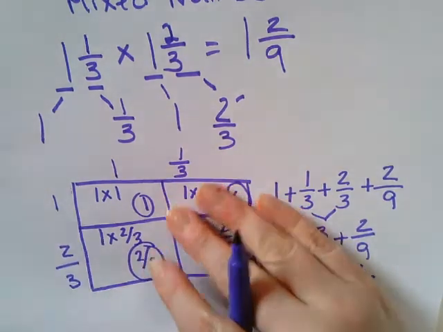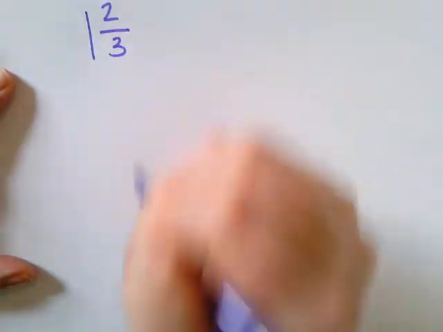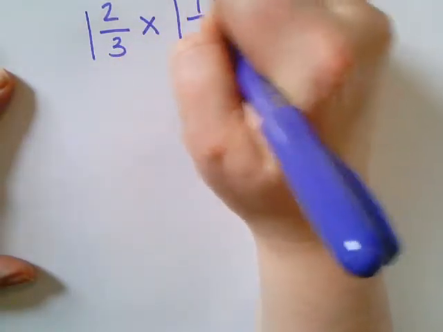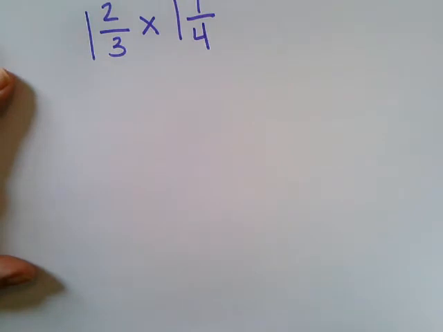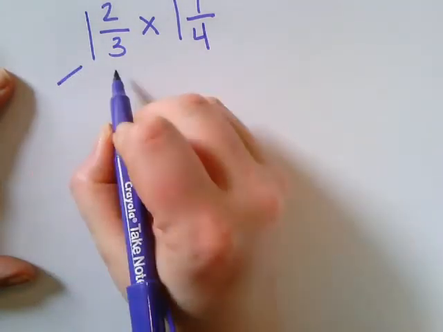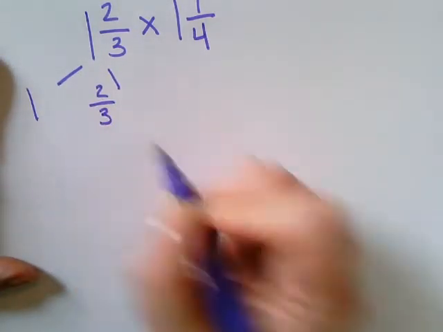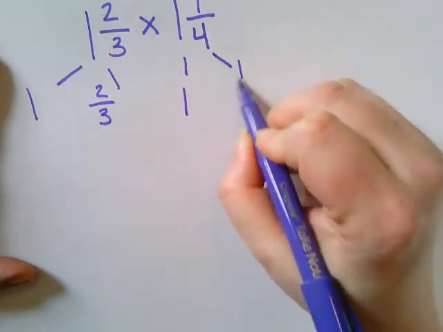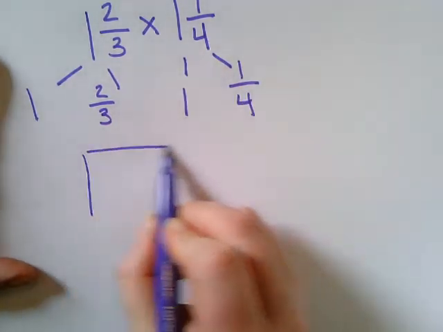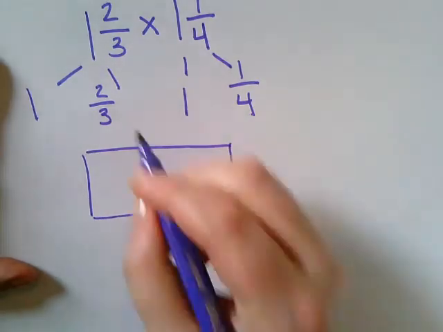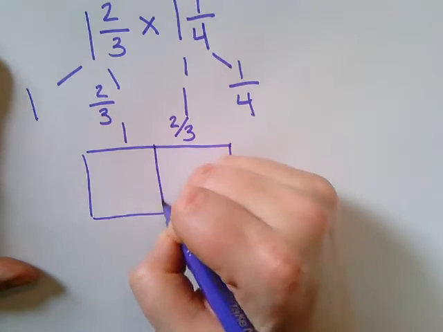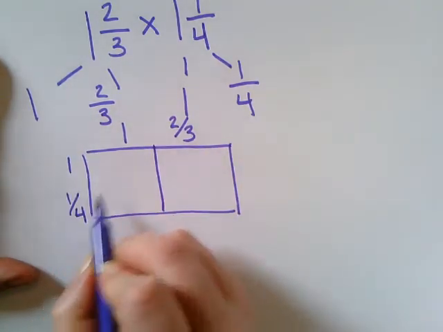All right, let's take a look at another problem. This time we're going to multiply 1 and 2/3 times 1 and 1/4. The first thing we're going to do is make our decomposition model, but we need to break these apart. So we have 1 and we have 2/3. Then we have 1 and 1/4. So I'm going to make my decomposition model, and I'm going to have 1 and 2/3 on the top, 1 and 1/4 on the side.